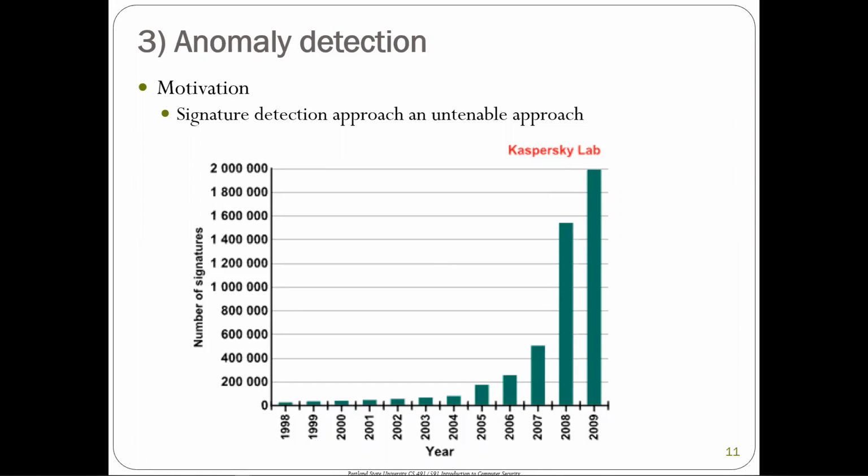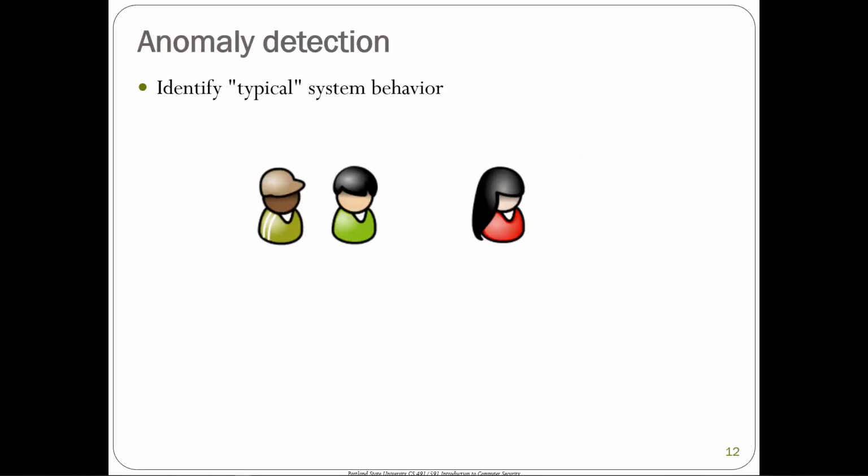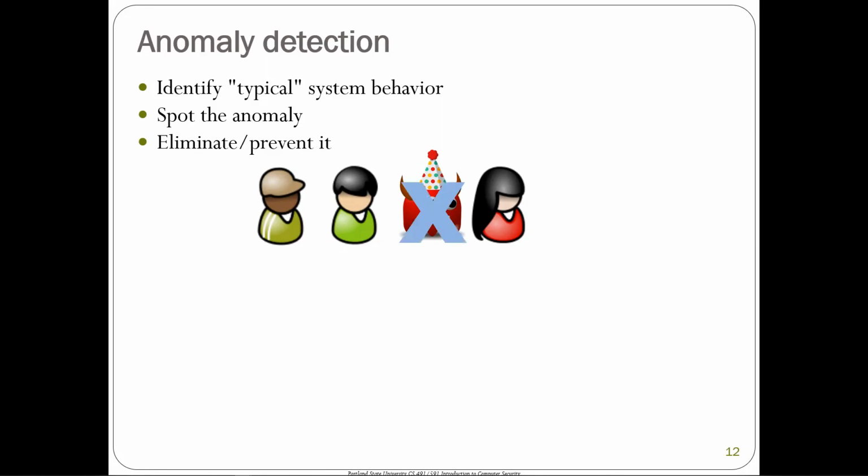And so another way of doing malicious detection is to do anomaly detection. And with anomaly detection, the idea is that you take and identify known system behavior, typical system behavior. So you're monitoring all of your systems, saying, how is this system typically used? And then any deviations from known good behavior, this is basically spotted as an anomaly, and then you can do an alert and then deal with the anomaly. And so then you would eliminate or prevent the anomalous pieces of this.